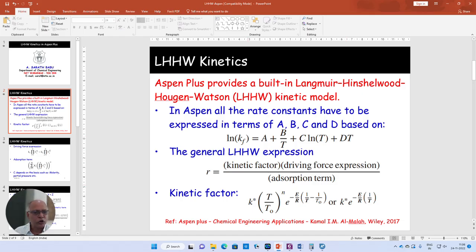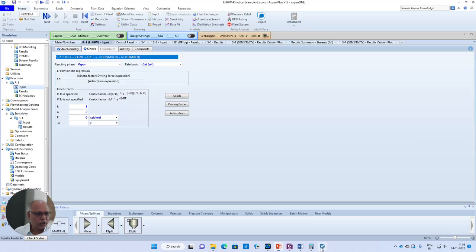Remember that. Of course, you can multiply this kinetic factor inside the driving force expression. In such a case, the kinetic factor will become 1. And if you want to keep it outside, then you will be able to enter A and E, right? So in this particular case, we have multiplied the kinetic factor into the driving force term and made the kinetic factor 1. That's why I'm writing K is equal to 1, E is equal to 0.